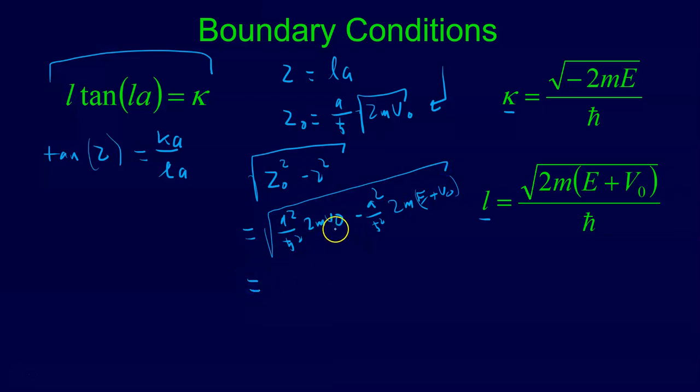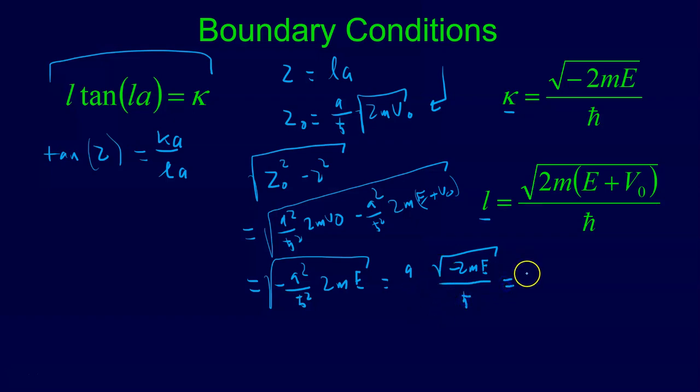And so if you look here, what happens is the V0 terms cancel, and you're left with a squared over h bar squared times negative 2mE, all under the square root, which I can write out as a over h bar times the radical of negative 2mE. And I just put the h bar over here. It's a little bit clearer then. And so this will turn out to be kappa times a, where this is our kappa. And so that just is a cute way of writing this.